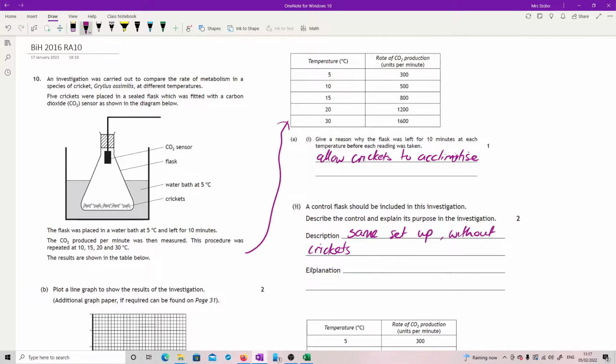The explanation with that one is the same one that's come up several times in the data handling, and you've got to be very careful because it's about this investigation. So this is a control, so you can't just say it's to give you a comparison, which is what a control does, but it's about this investigation. So what we want is it's to show that it is the crickets, that is the cricket's metabolism, that creates the results. So you need to link it specifically to this experiment.